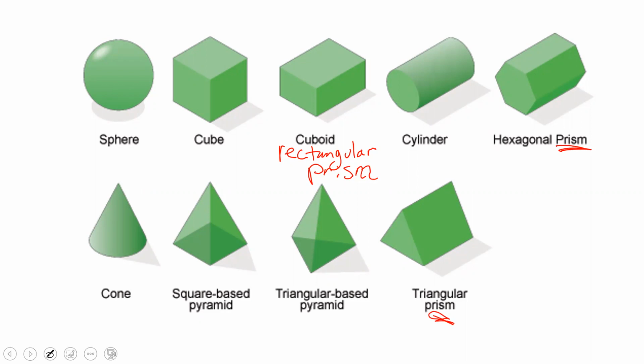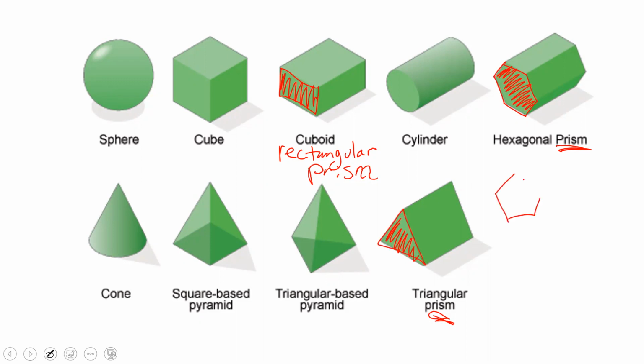Cylinders, hexagonal prisms. Notice how rectangular prisms, hexagonal prisms, and triangular prisms are all just named for the shape of what we call the base. So if you're dealing with a base that is a rectangle, you've got a rectangular prism. If you're dealing with a base that is a hexagon, you've got a hexagonal prism. And if you've got a base that is a triangle, you've got a triangular prism.